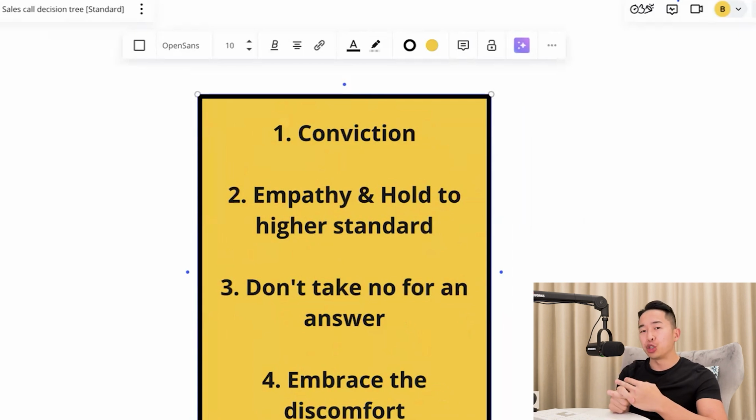You need to have conviction because prospects want to be led. People want to be led in general. Women want to be led. Prospects want to be led. People want to be led.